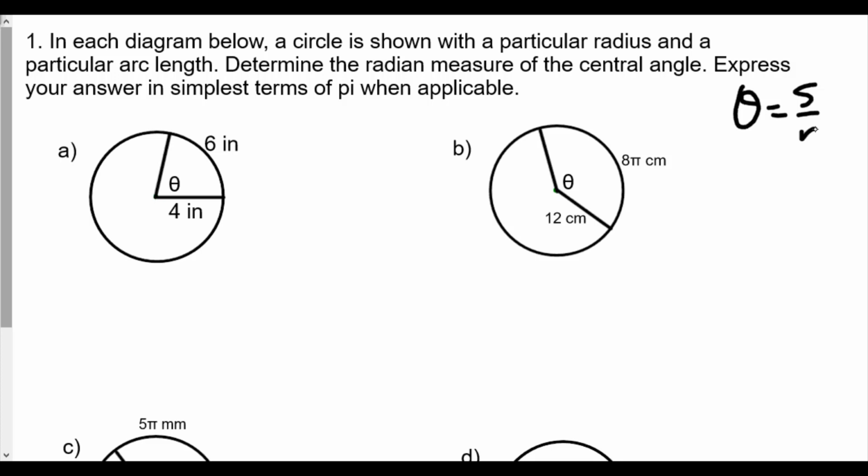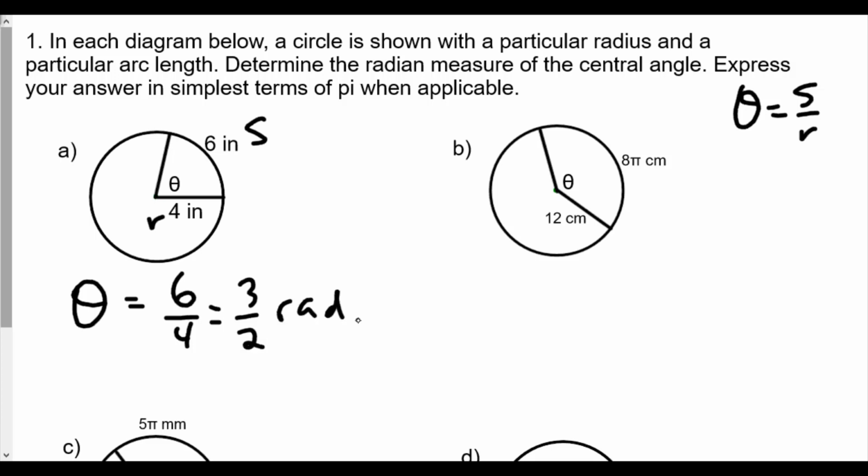So it says here, question number 1: in the diagram below, a circle is shown with a particular radius and particular arc length. Determine the radian measure of the central angle. Express in terms of pi when applicable. So here we go. Now, not every radian measure is going to be in terms of pi. For A, our angle measure theta is equal to the arc length, which is S, 6, over R, our radius, 4. So this would be 3 over 2 radians. That's the answer for number 1A.